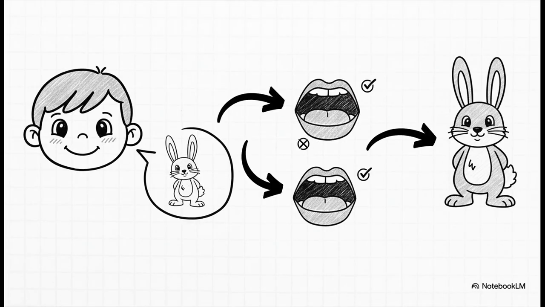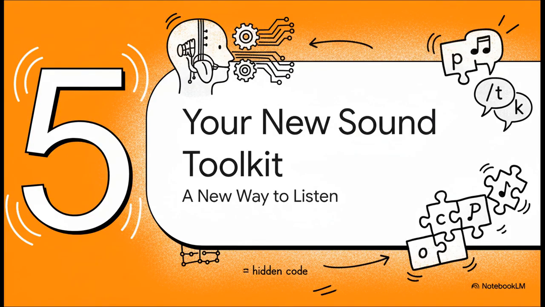You know, think of a kid who says "wabbit" instead of "rabbit." They're not just being cute. Their brain is substituting one sound for another. A speech therapist can use their knowledge of phonetics to show that child the exact position their tongue needs to be in to make that R sound. It's amazing, powerful work.